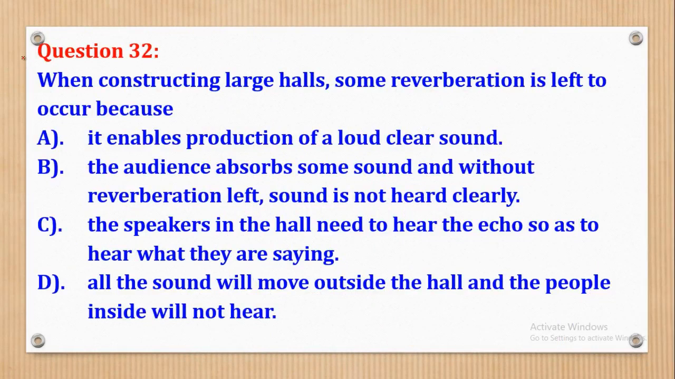So now we shall go to question 32. Question 32 says, when constructing large halls, some reverberation is left to occur because A. It enables production of a loud clear sound. B. The audience absorbs some sound and without reverberation left, sound is not heard clearly. C. The speakers in the hall need to hear the echo so as to hear what they are saying. Then D. All the sound will move outside the hall and the people inside will not hear.